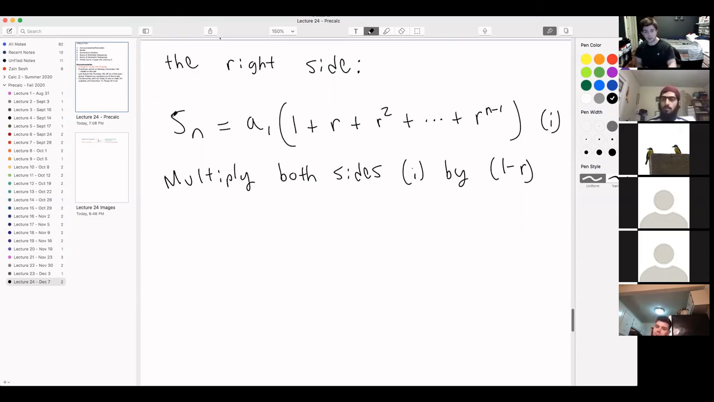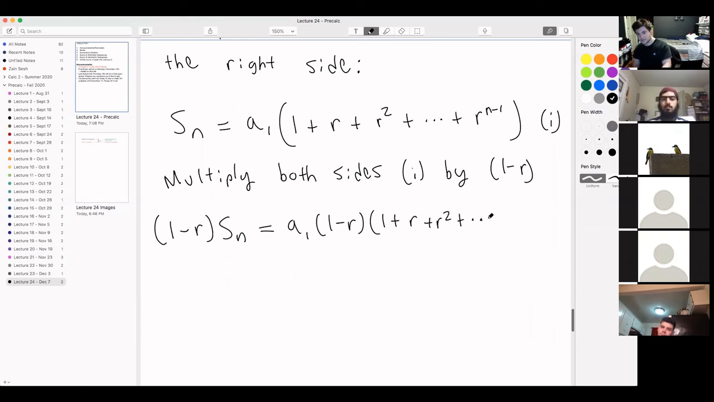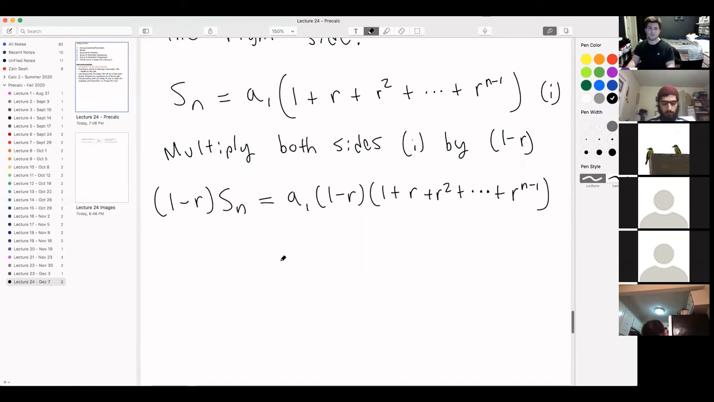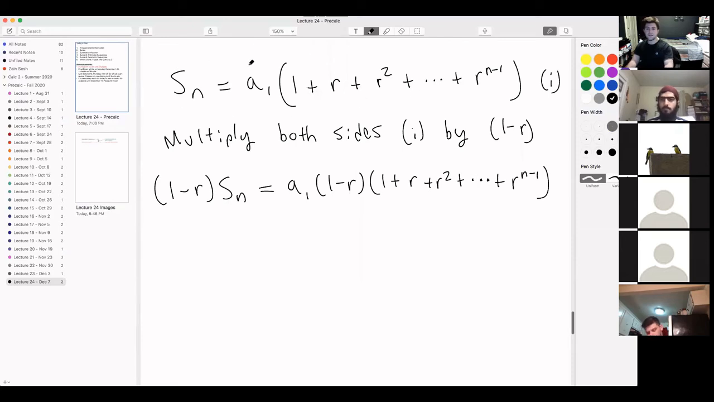So what does that look like? The left side, you have 1 minus r times Sn. And on the right side, you have A sub 1 times 1 minus r times the quantity 1 plus r plus r squared plus dot, dot, dot, plus r to the n minus 1. So just multiply both sides of this by 1 minus r.